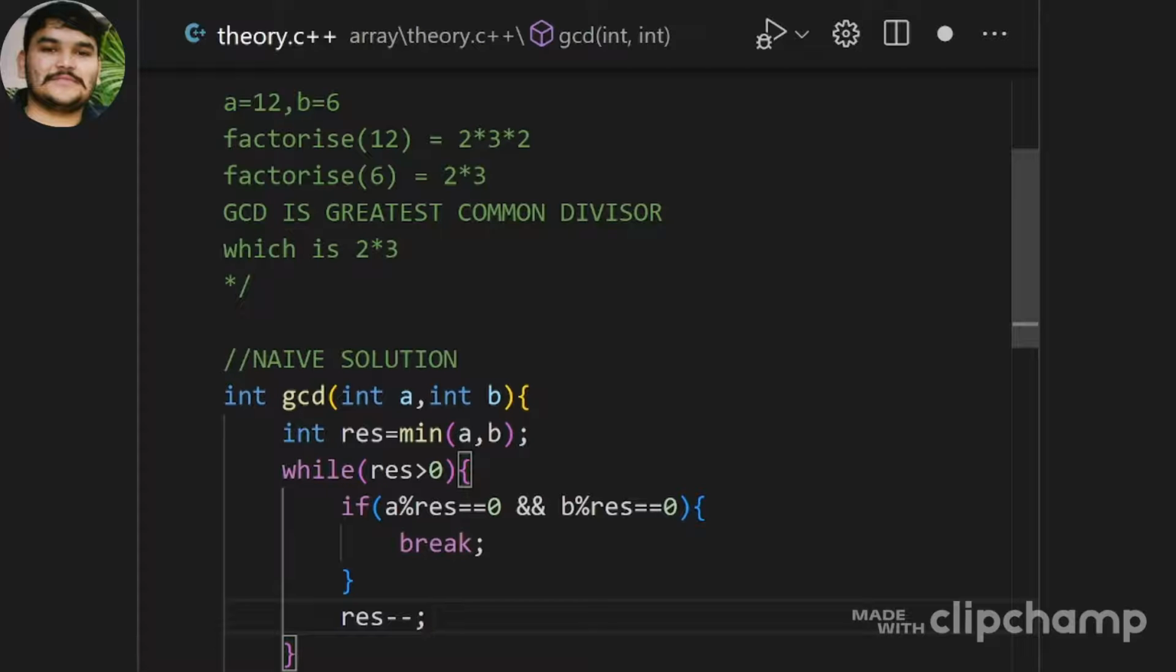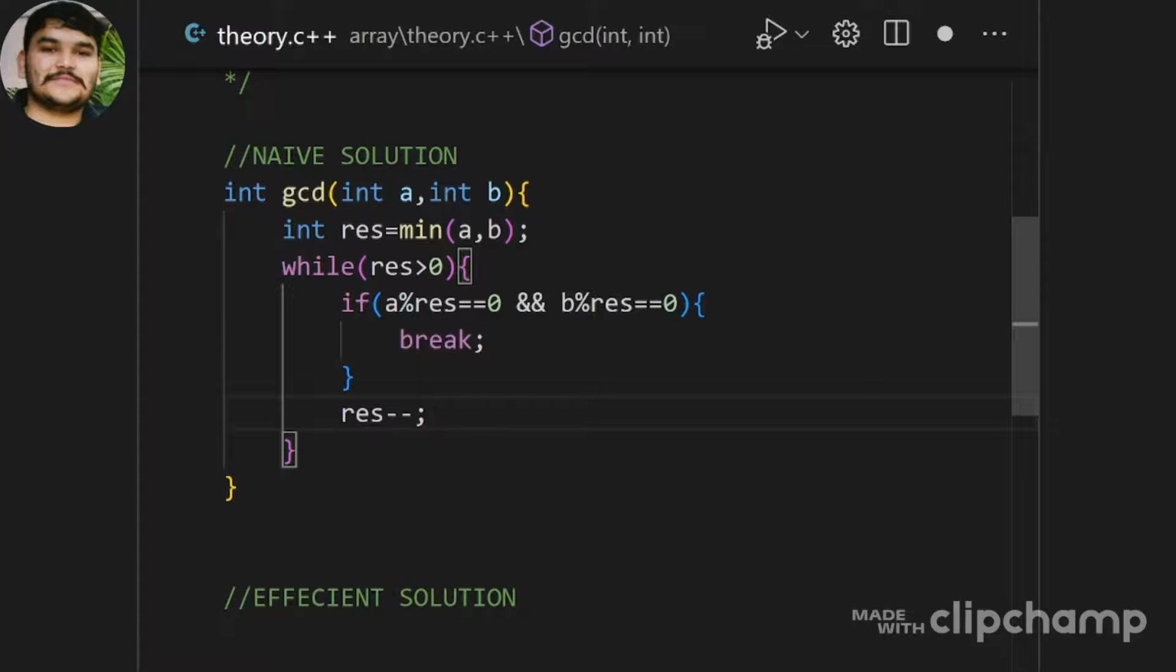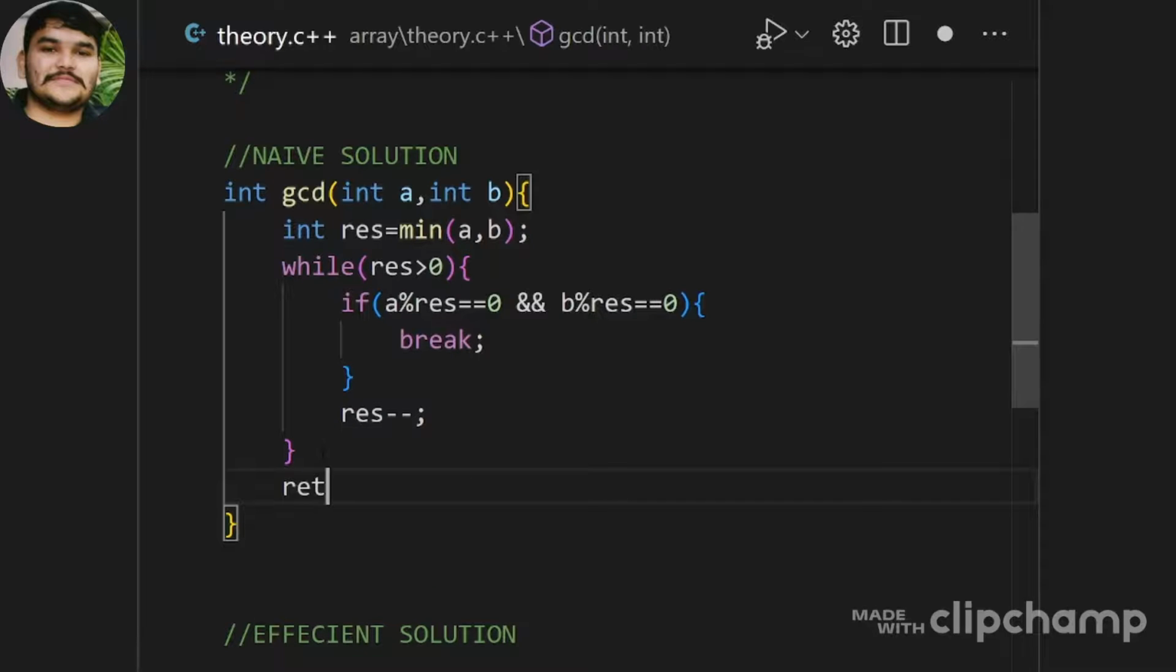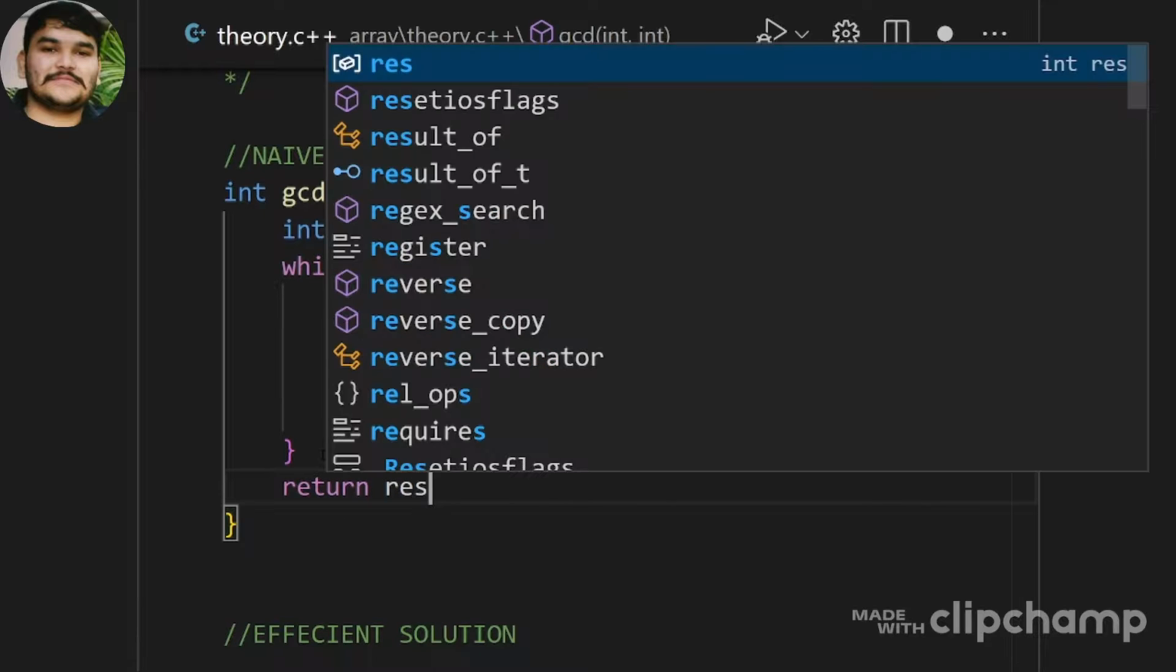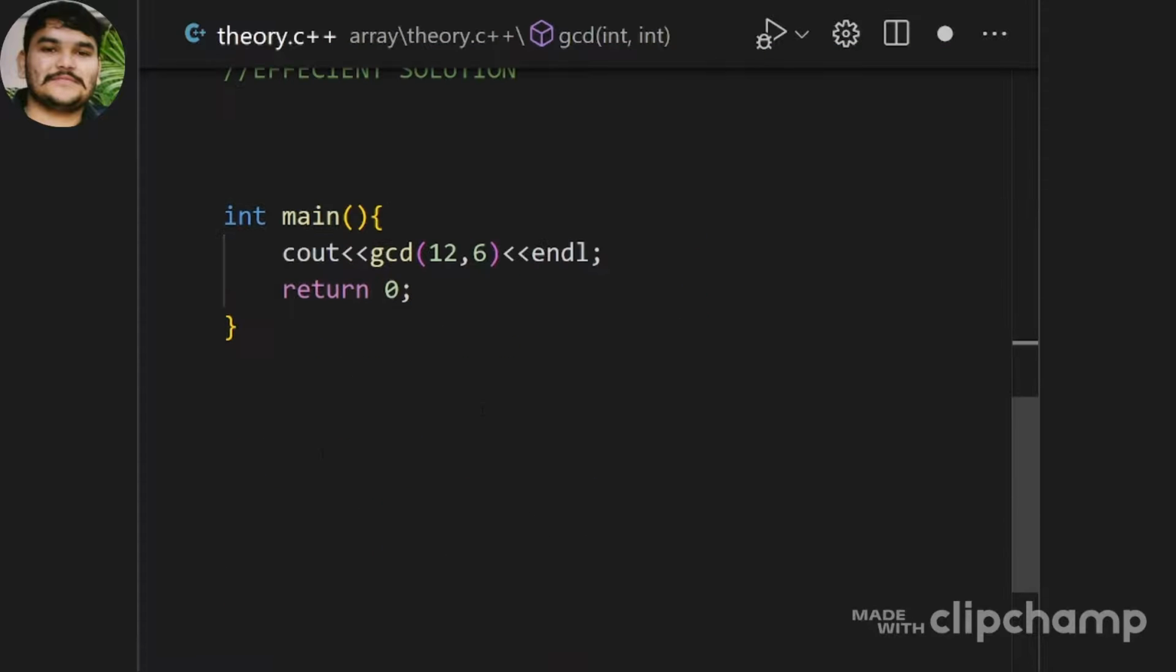Then we decrement result. But after the decrement, we do not get a number which can successively divide those numbers and leave remainder 0. So our answer is 6 only. So return result. This is a nice solution. Let's check the code.